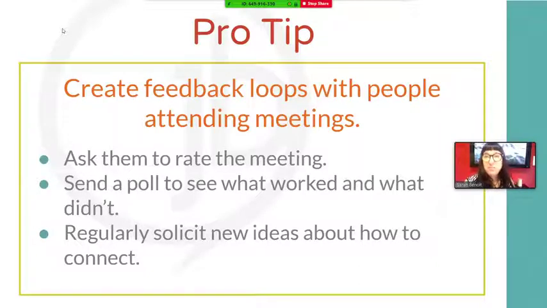So in EOS, we actually get to rate our meetings. That means we get to give it a 1 through 10, 10 being the best. And so that allows us instantly to see anybody who maybe didn't enjoy that meeting. You can also send a poll to see what worked and what didn't.